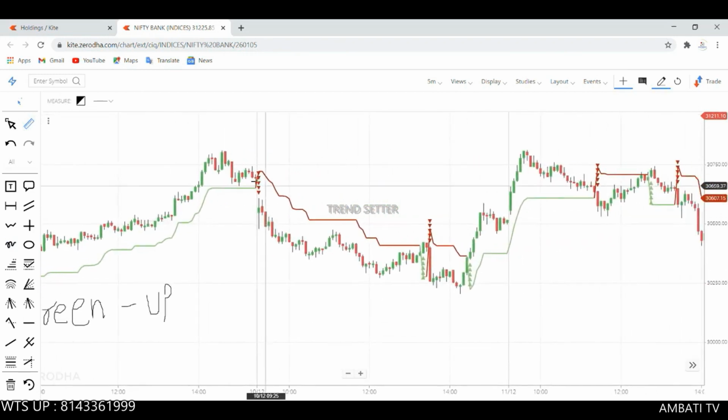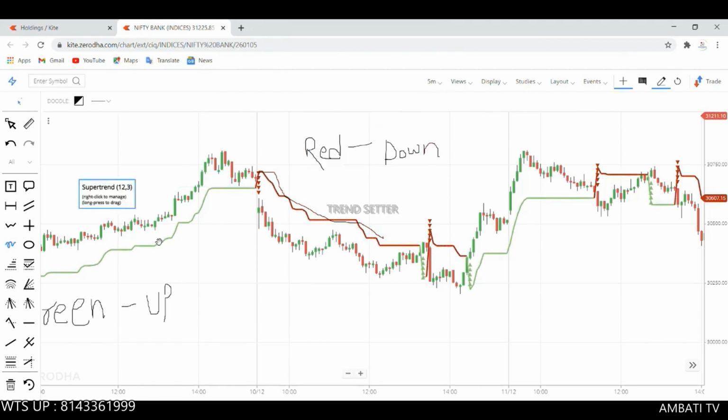Now you can see over here, this is red. Red means a downtrend. It means sell, it means down. So it is very simple to understand the super trend. The time frame will be 5 minutes. Green represents an uptrend and red represents a downtrend.